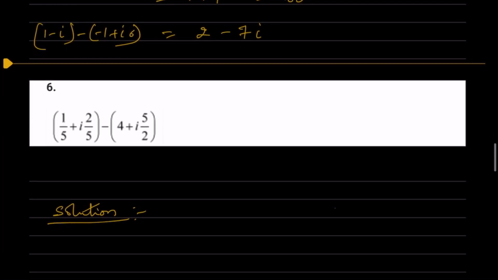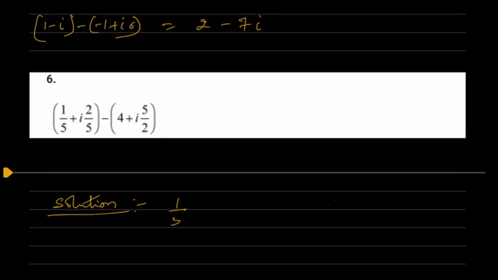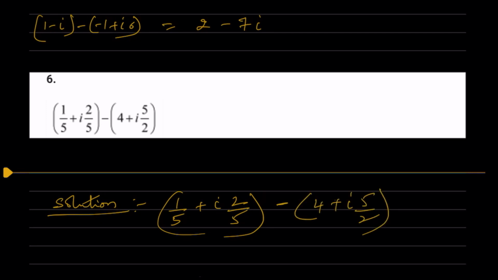Next, going into the sixth one. So now what is the sixth one's solution? We'll see here. The problem is 1 by 5 plus i into 2 by 5, minus, in brackets, 4 plus i into 5 by 2, close the bracket. So now how do we do this problem? We'll do it again in the same way, writing all the like terms together, but before that we'll take the minus sign inside the second bracket. So what do we get? We'll see.